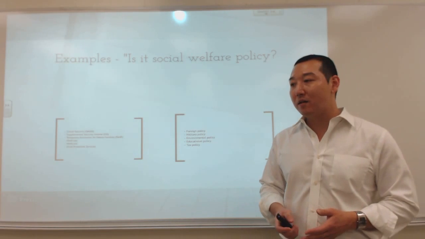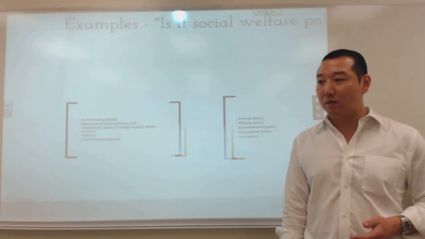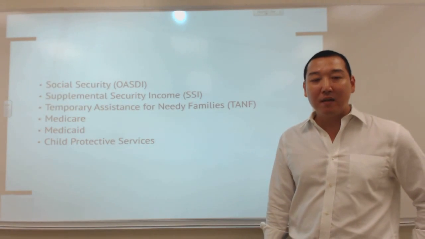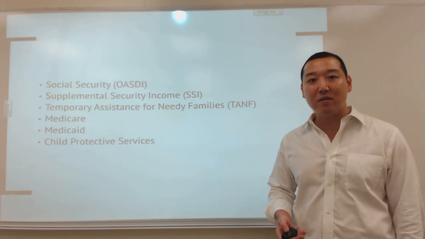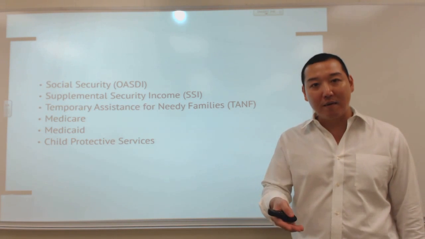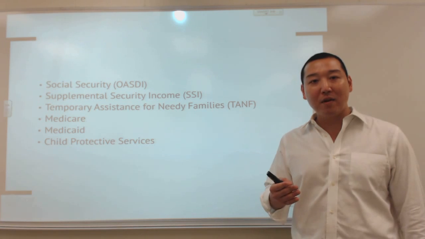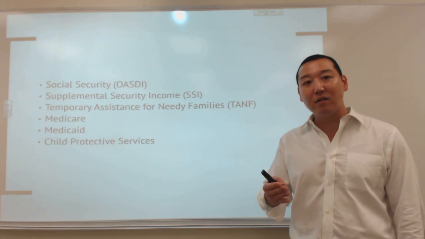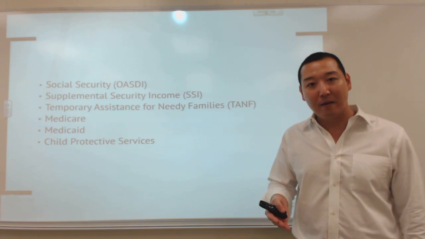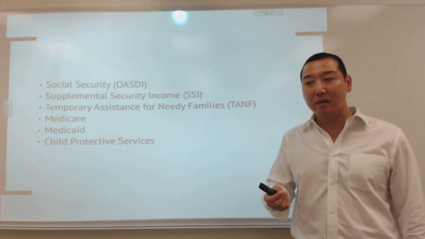Let's take a look at some examples here. We'll run through some examples. So the first is Social Security. Right? Social Security, this is an income support program. The major benefit being provided is cash assistance. And the populations being served, we're talking about the elderly, or older adults, we should say. Older adults and persons with disabilities.